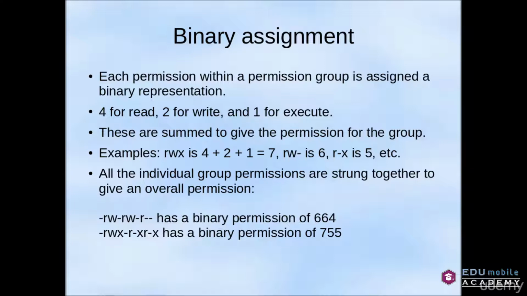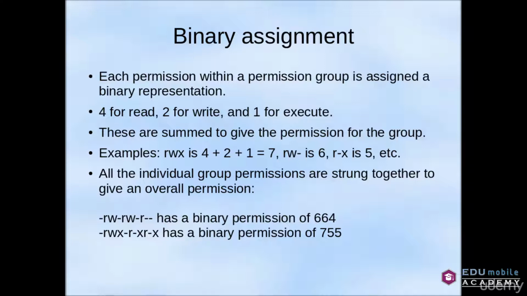So all the individual group permissions are then strung together to give an overall permission. So if we have a permission of read and write on the owner and the group, but read only on everybody else, this would have a binary permission of 664. Read and write is 4 plus 2. So we have read write on the owner, that's the first 6. Read write on the owner's group, that's the second 6. And then read only on everybody else, that's the third, 4.